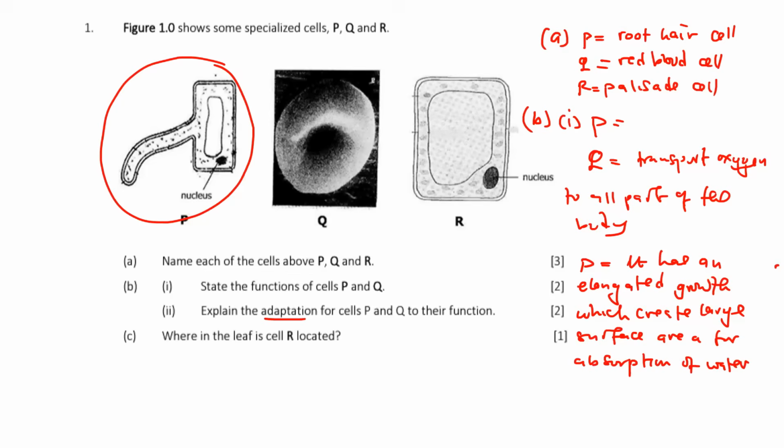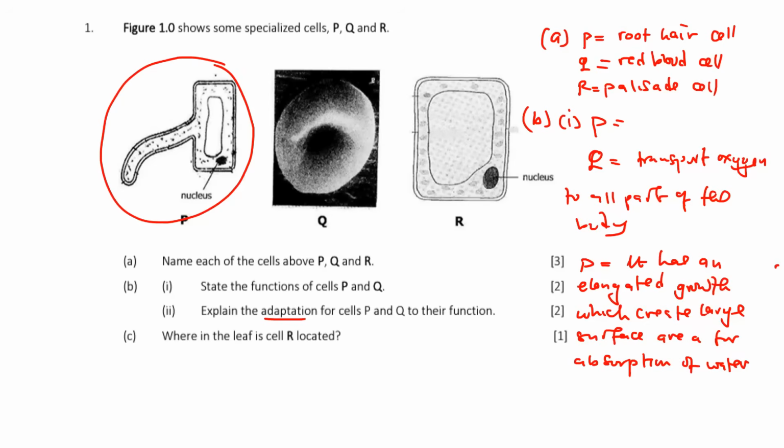Then what else aside from that? The root hair cells are numerous in number, which also creates a large surface area for the absorption of water. Aside from that, it has numerous mitochondria, which produce energy needed for the absorption of water and mineral salts. Quite a number of adaptations that we can talk of here.